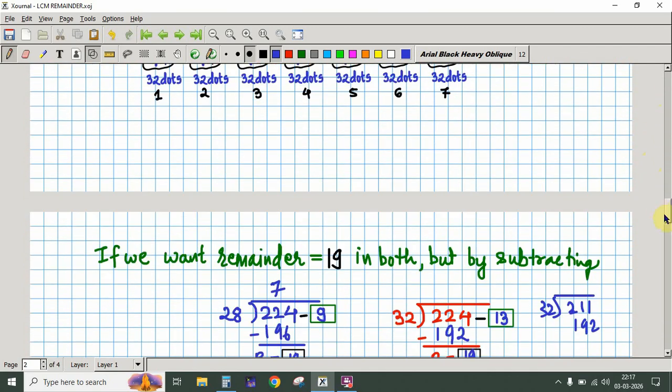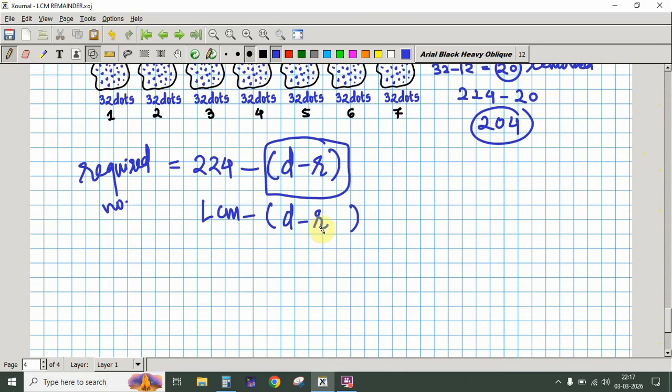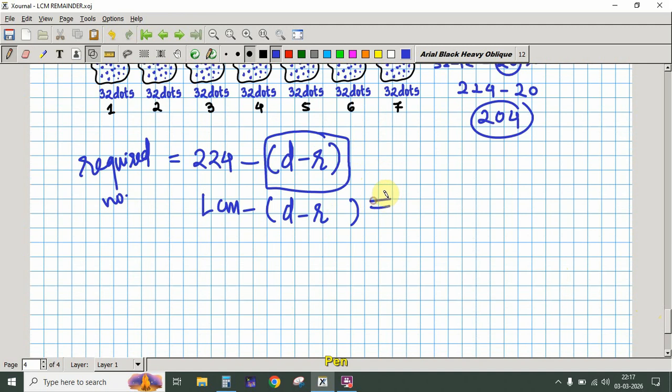I hope this explains everything, the theory in detail, why we are subtracting the difference from LCM. So this is the smallest number which is divisible by 28 and 32 to get the remainders 8 and 12. So 224 minus 20. This 20 is luckily unique for both cases, D1 minus R1, D2 minus R2. Otherwise, the uniqueness is not satisfied. You will never get the unique answer if we have these two quantities different.